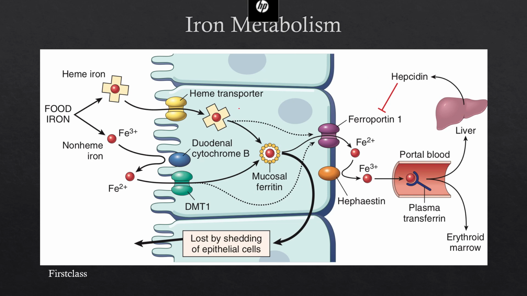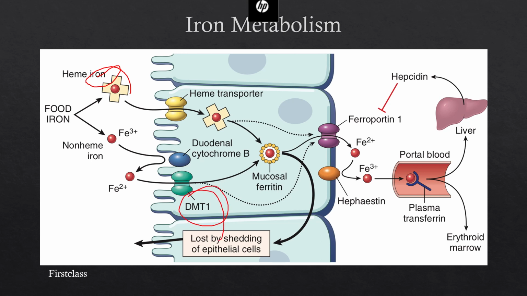We start over here. This is the gut brush border. Iron is primarily absorbed in the small intestine, especially the duodenum and jejunum. And this is the lumen. So you eat food, and there's food iron, and some of it is already in the heme form, especially in your red meats. You'll absorb heme iron. And then your non-heme iron gets a redox reaction to the 2+ state, and that's where it can really be absorbed.